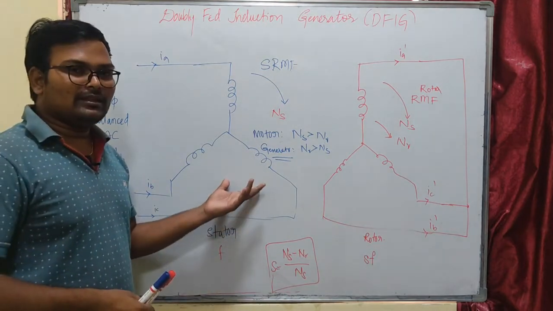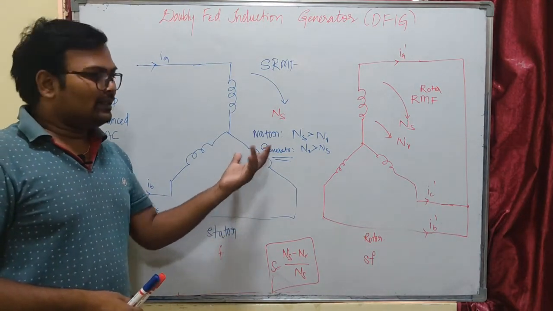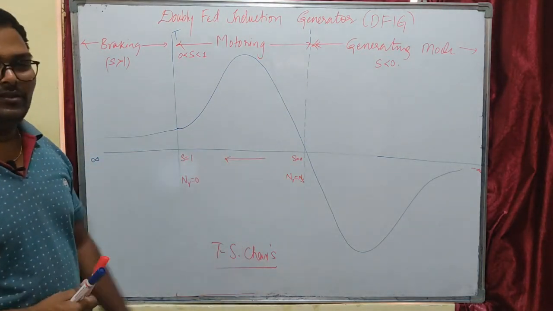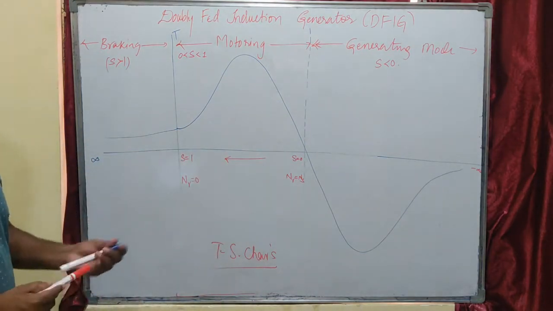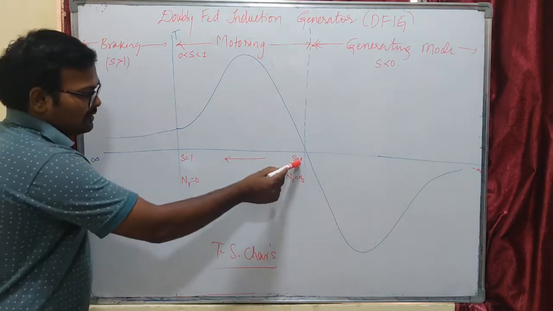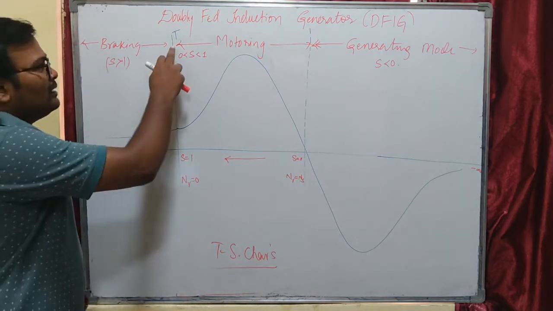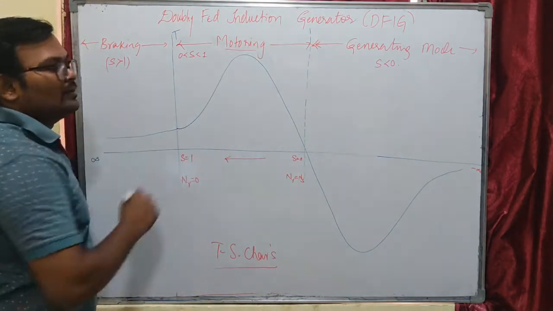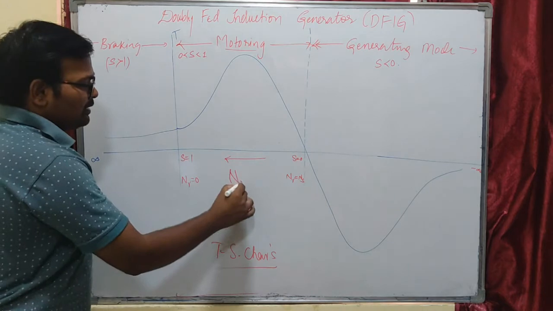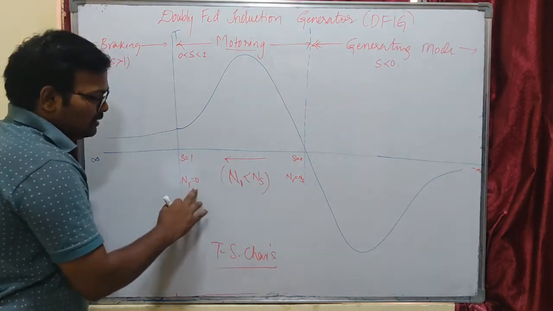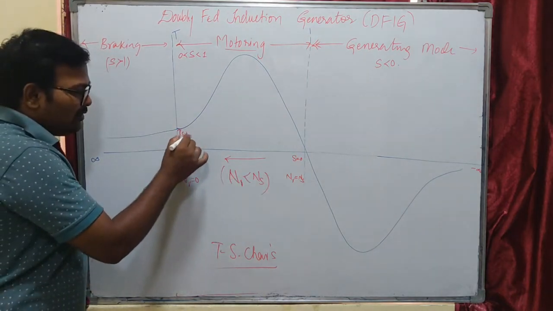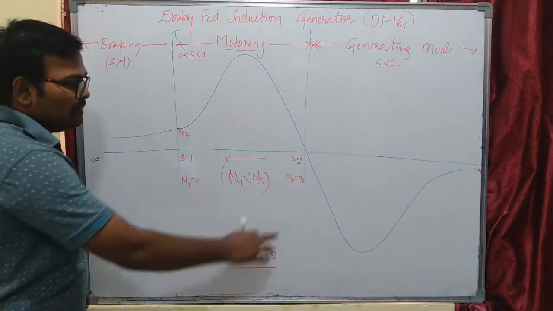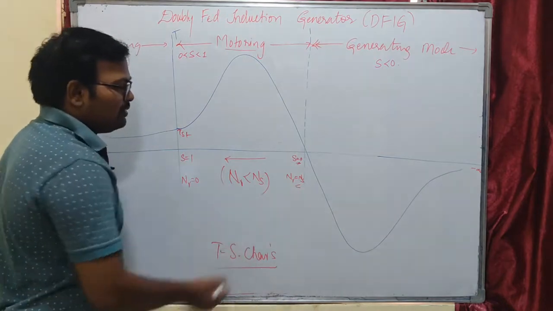Now let us try to understand the torque slip characteristics of our induction generator and induction motor. This is the torque slip characteristics of our induction machine. Here you can see the torque slip characteristics of a motor are between slip equal to 0 and slip equal to 1. In this region our induction motor operates in motoring mode. That means our rotor speed is less than synchronous speed. At the time of starting, our rotor speed is 0. At s equal to 0, our rotor speed would be equal to synchronous speed, which is not possible in an induction motor.